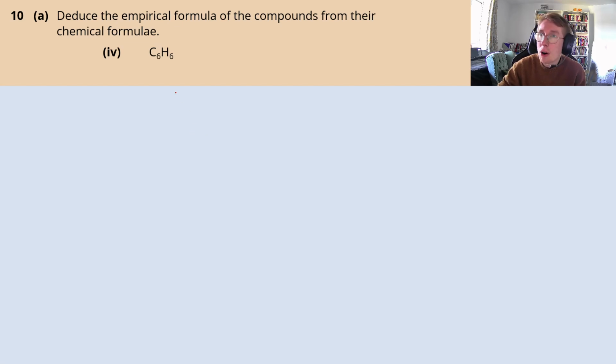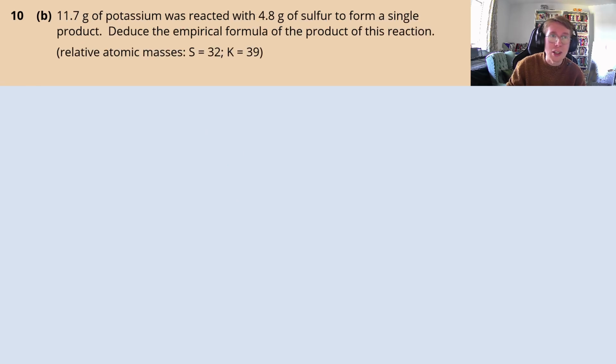Finally on part A, part 4, we've got C6H6. Now, hopefully it will be no surprise to you that both 6 and 6 can be divided by 6. So if we divide both of those numbers by 6, we end up with C1H1, but we don't need to write the 1s in. So our empirical formula is just CH, and you pick up a mark for that as well. So that's how to deduce an empirical formula from the chemical formula of a substance, but you might be asked to do it in a slightly different way.